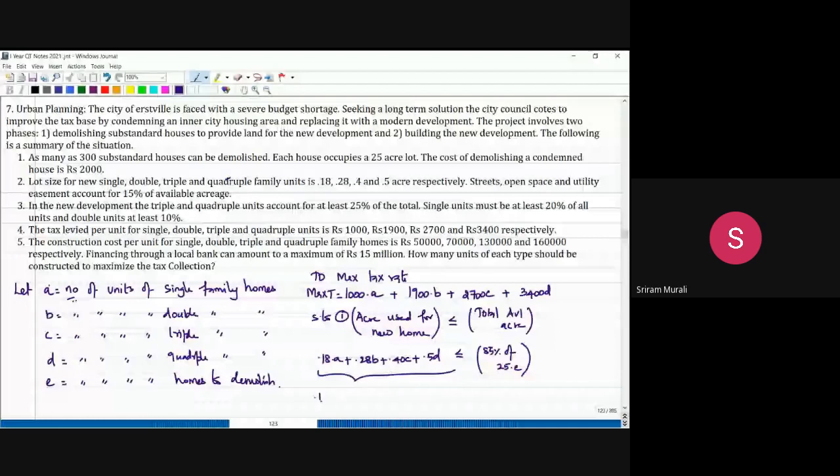A 1 story building will take 0.18 of an acre, but I don't know how many to construct. A 2 story building will take 0.28 of an acre. I don't know how many to construct. Like that, everything should be within 85%. Have you understood this? Yes, sir.